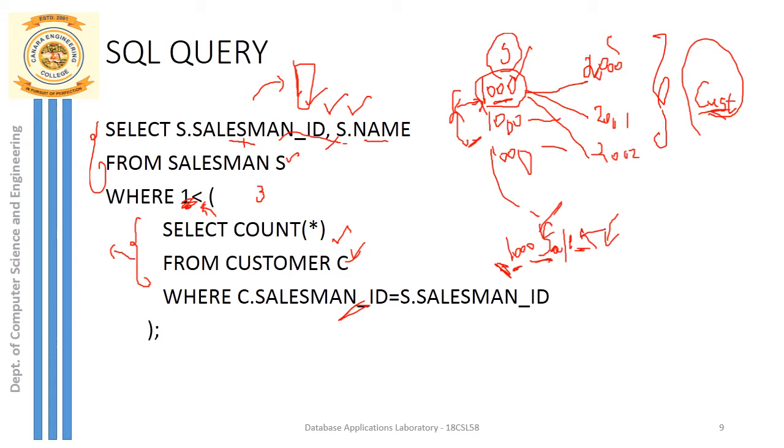I hope the question is clear. You have to find out the salesman who has more than one customer. If I have a salesman, say with the ID 1000, in that case I should have in a table the entries in such a way that this salesman should be serving a customer. Maybe the customer's ID is 2000.